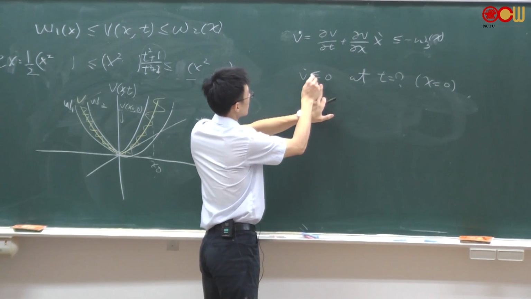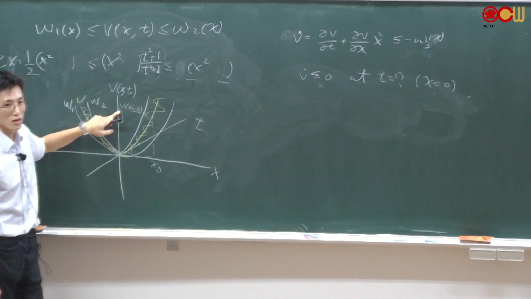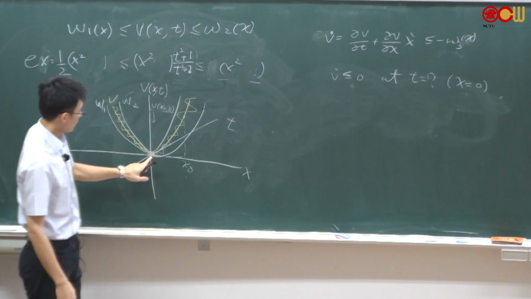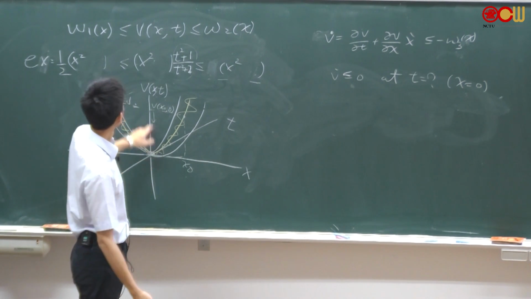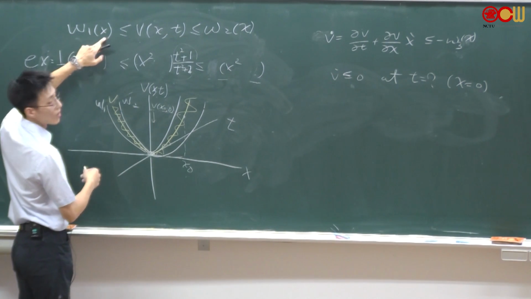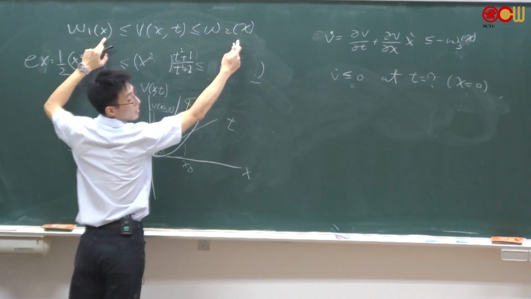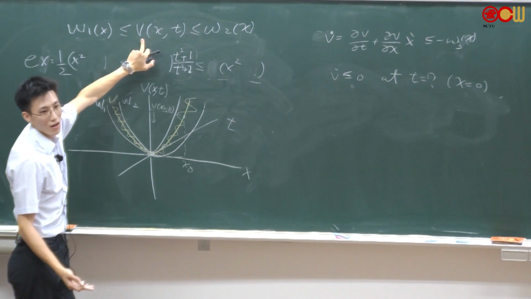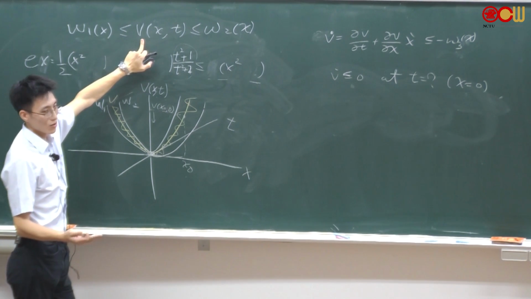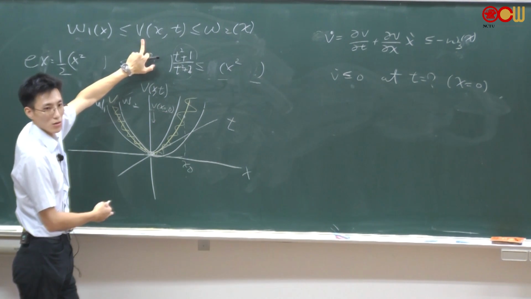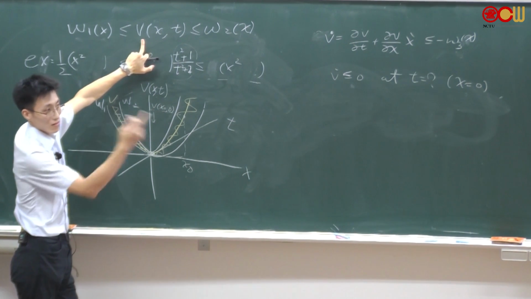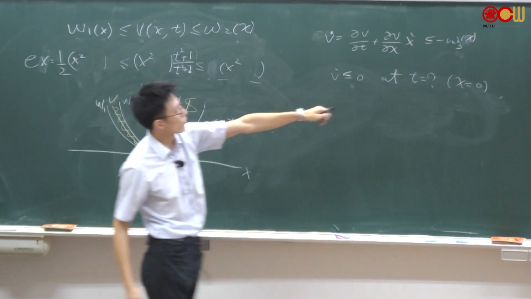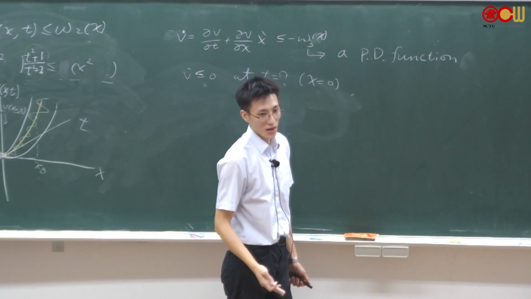Right. When will it stop decreasing? Only when x equals 0, right? So when x equals 0, what is this? 0, and its upper bound is 0. So V must be 0. Then you know x must be at 0, right? That's why it's uniformly asymptotically stable, because the decrease rate doesn't depend on time. PD, remember? 0 at 0.